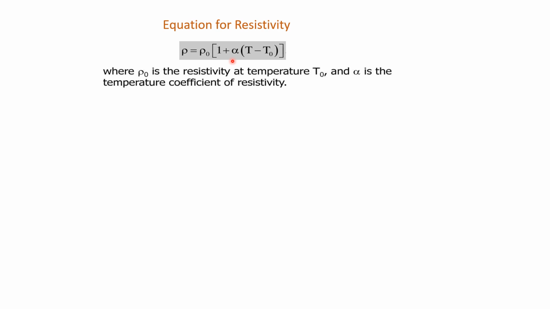Then what is the equation that relates the resistivity with temperature? So we have the equation here. Rho is the resistivity at any given temperature where we want to find. Rho naught is the resistivity at a reference temperature, which we already know. In the bracket we have 1 plus alpha, where alpha is the temperature coefficient of resistivity, times the difference of the two temperatures, that is T, the temperature at which we are finding the resistivity, and T naught is the reference temperature.